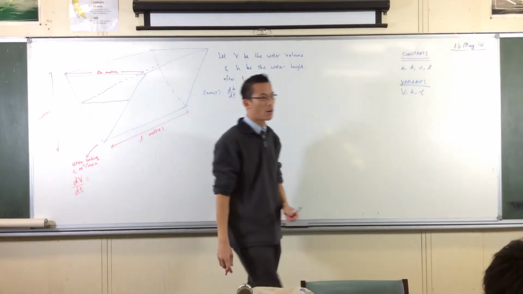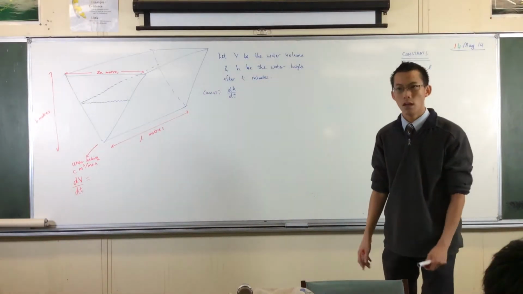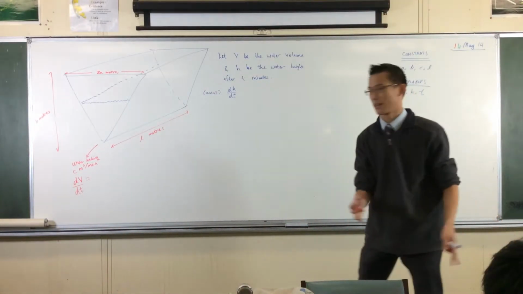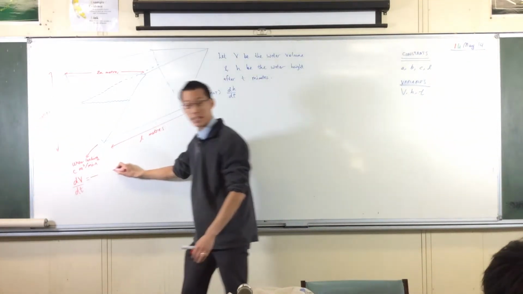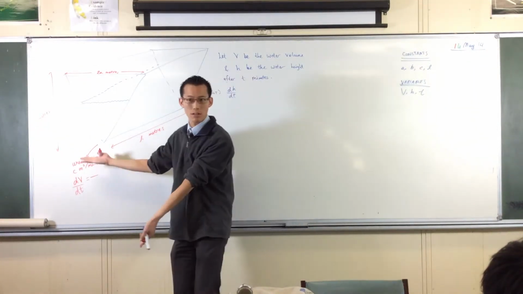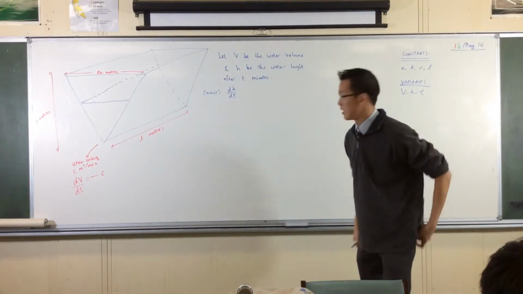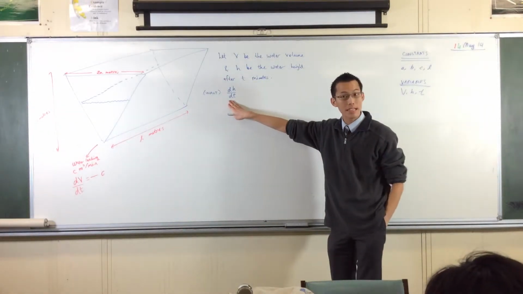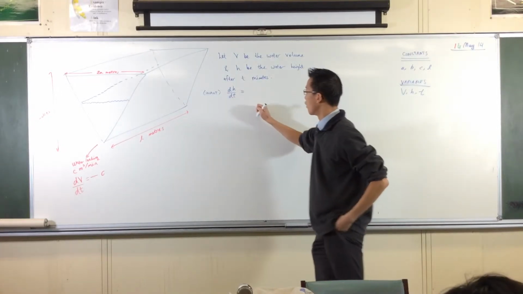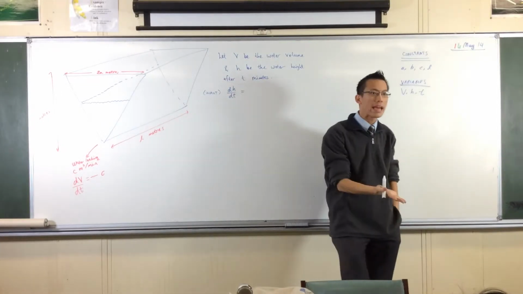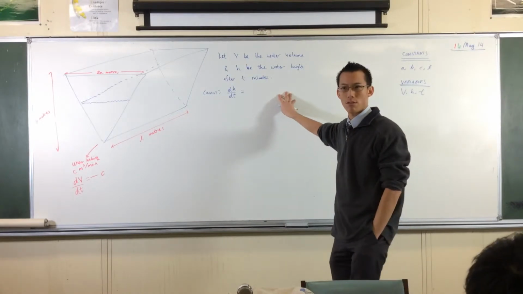Is it getting bigger or is it getting smaller? It's reducing, isn't it? Because water's coming out. So therefore it should be negative, it's decreasing, and it's just equal to that constant, negative c. Now, it's nice to have dv on dt, because that means we have something on dt here. So when I'm trying to find this, I'm going to use the chain rule, aren't I?